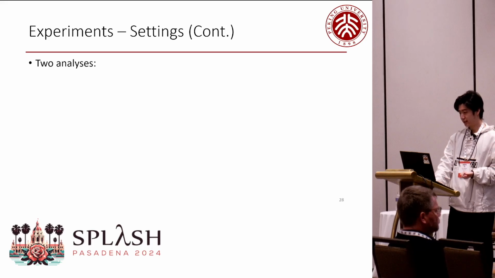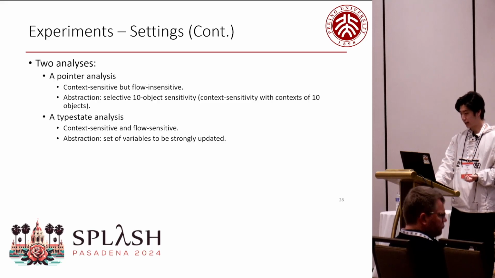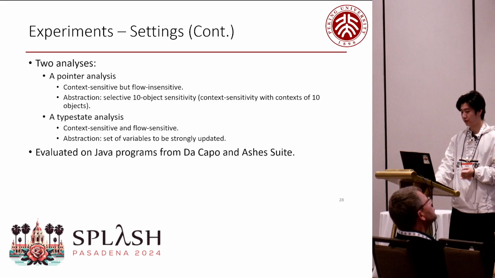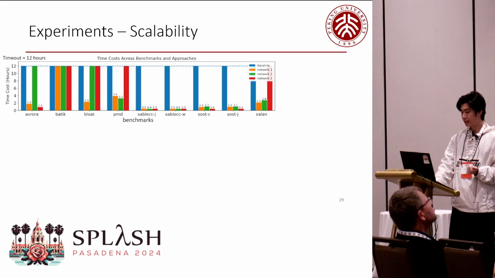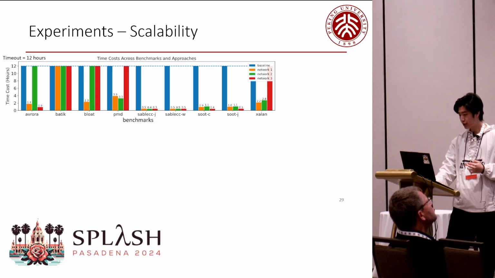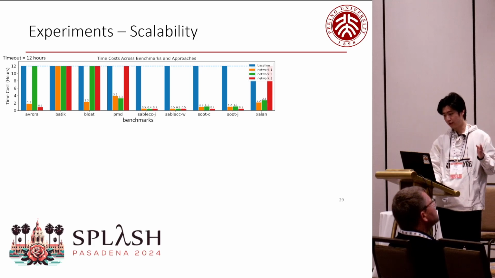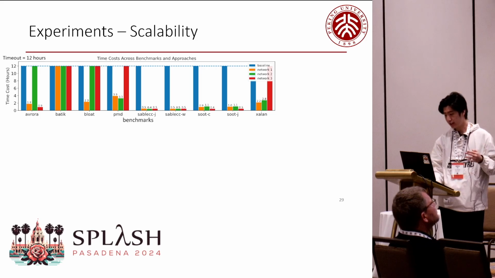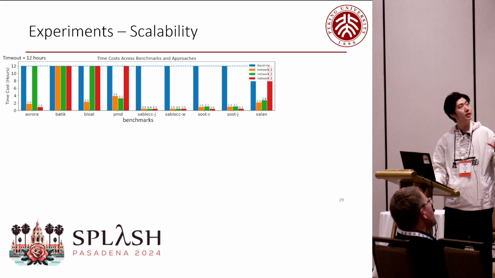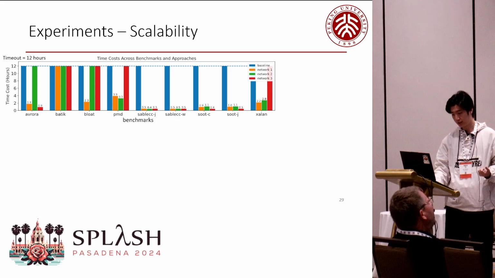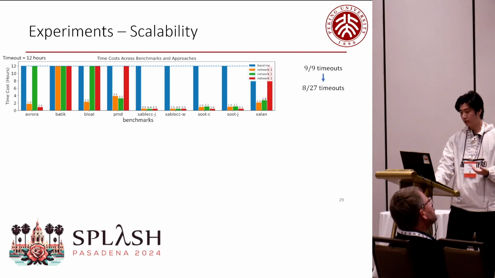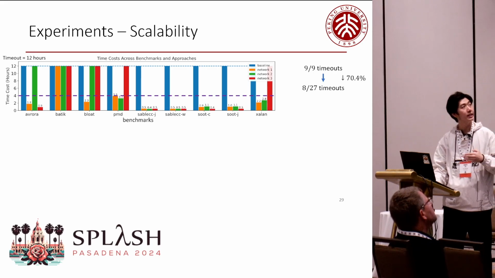We use two analyses to illustrate our ideas, and we will show the results of the pointer analysis. For the scalability, we select benchmarks that the baseline approach will time out on, and we train 3 neural networks using 3 different training sets. Here, blue bars stand for the baseline approach, and other bars stand for our approach. Longer bars mean longer time costs, which is worse. And though our neural network still times out on some benchmarks, the frequency is less. And our neural network terminates on many benchmarks in less than 4 hours.